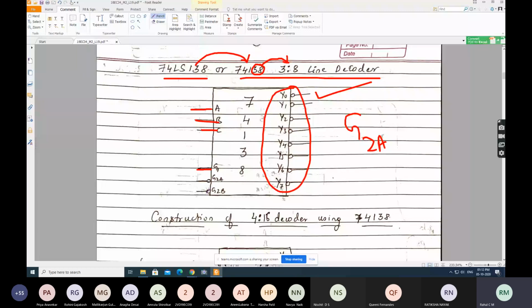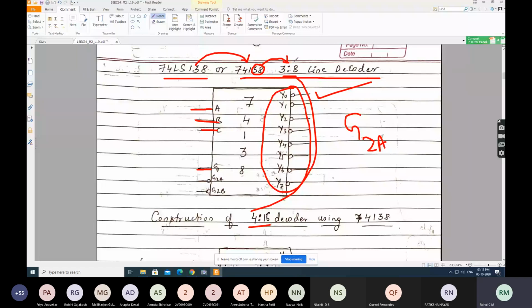Fine. How to construct, if I have a 3:8 line decoder and I have to get a 4:16 decoder? How will you analyze the IC? How many ICs do you need? How will you analyze? 3:8 ICs are required. What made you understand that I have to go for two 3:8 ICs?